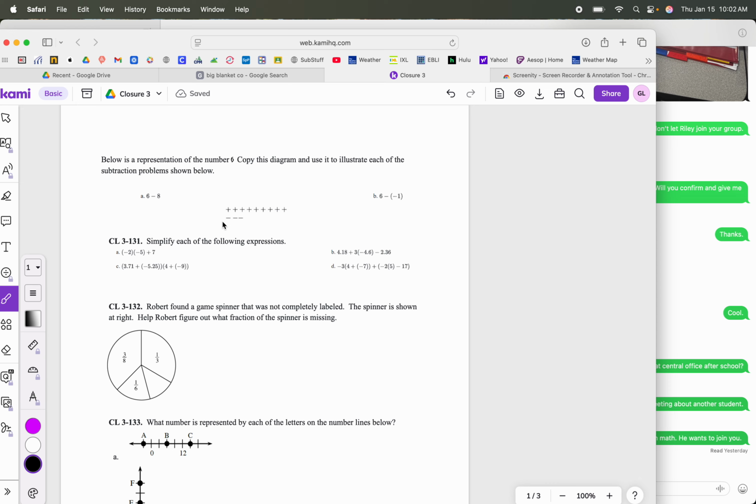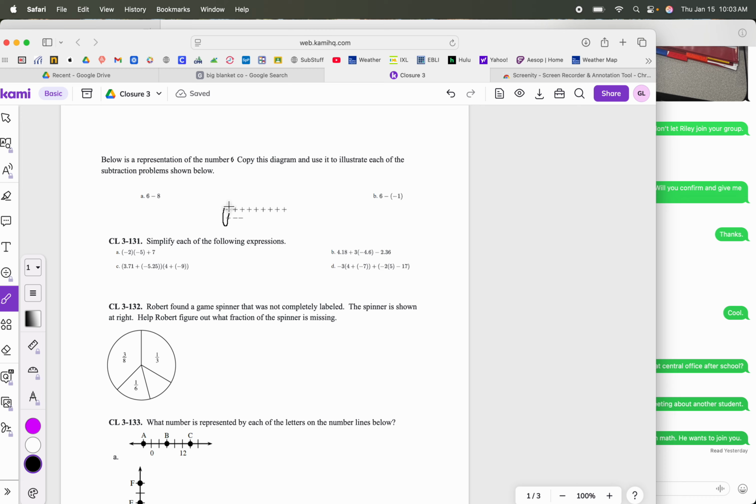Hopefully, this will work. All right, this says below is a representation of the number 6. That's right here. Copy the diagram, use it to illustrate each of the subtraction problems below. What they want you to do is realize you can subtract a larger number from a smaller number, and this is 6. Even though we have 9 plus tiles, we've got 3 zero pairs.